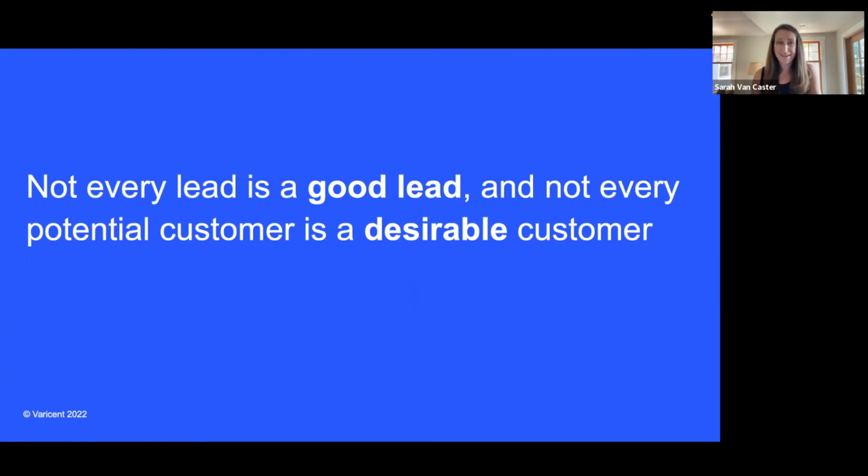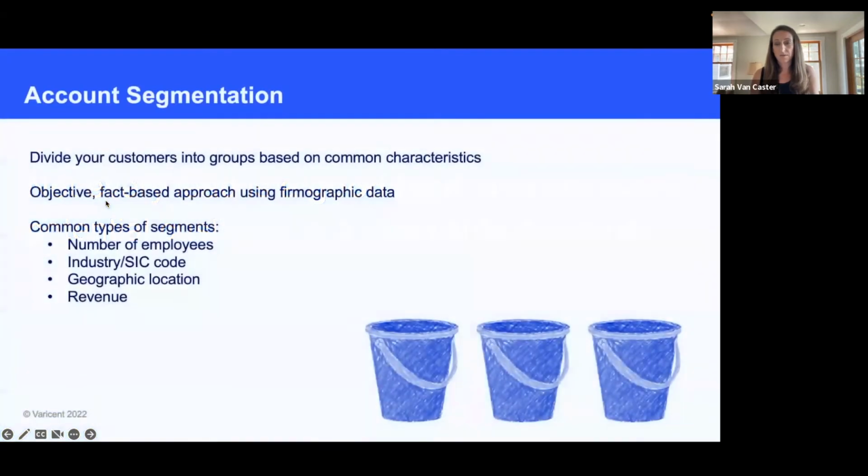So quick PSA for all of us. A hard truth is not every lead is a good deal. And Taft, this is exactly what you were just saying. And not every potential customer is someone we should be selling to. So the question becomes, how do we really know the difference? And that's where account segmentation and scoring really comes in.